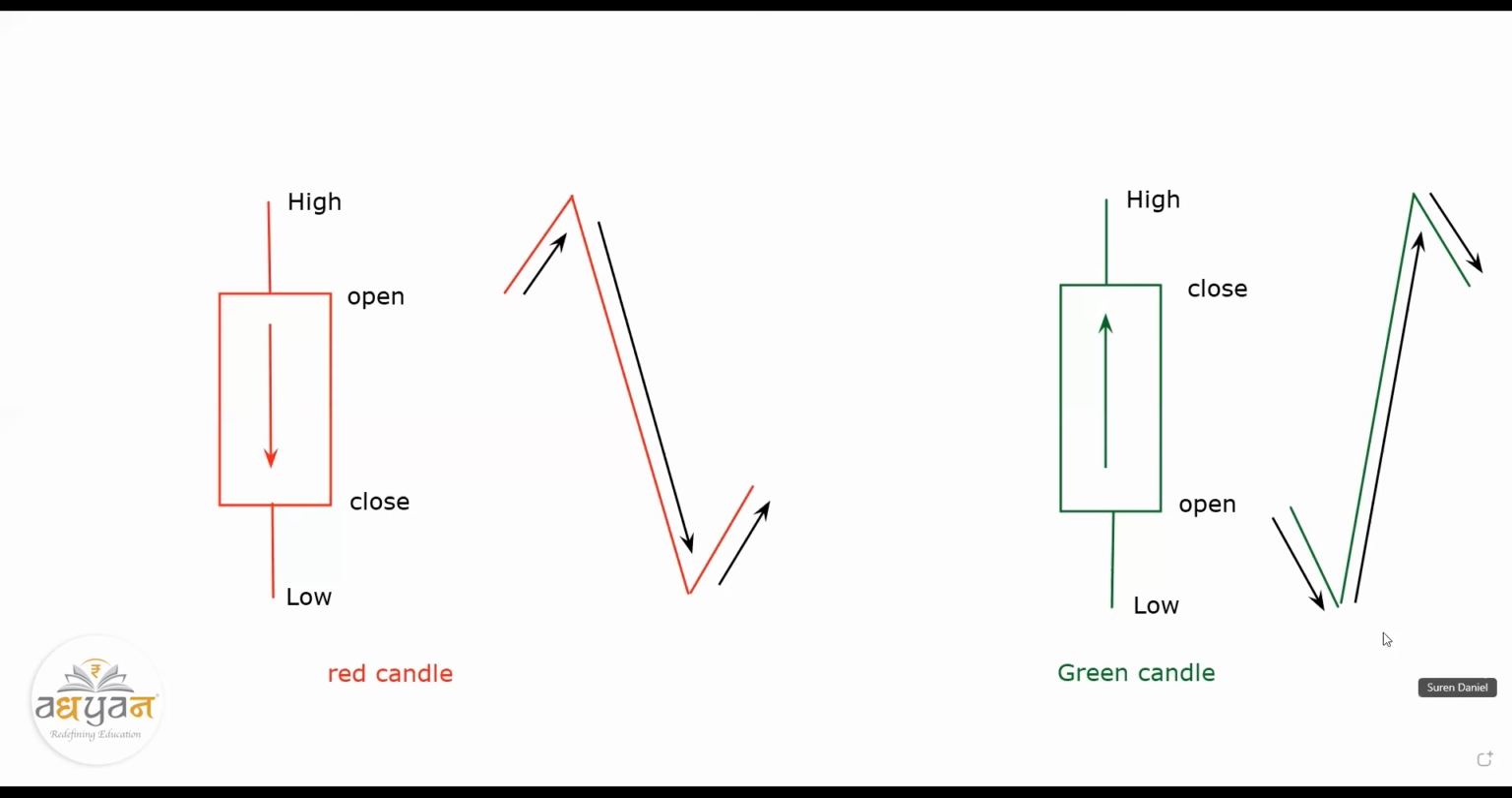Now let's understand the movement of the green candle. It has opened here. It went to a low, which went down to the lowest price here, and went up to a high here and closed here. So in this way, the green candle is formed. Now these are the very basic candles that you generally see in your stock charts.